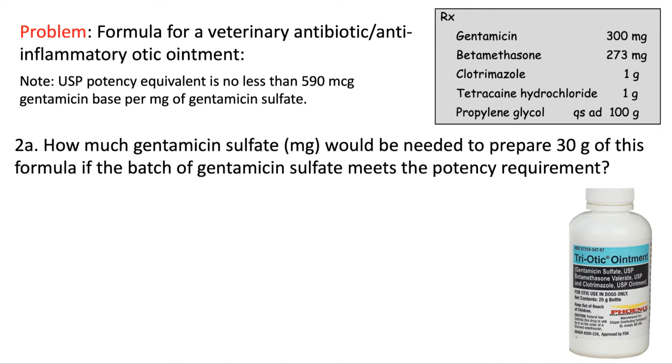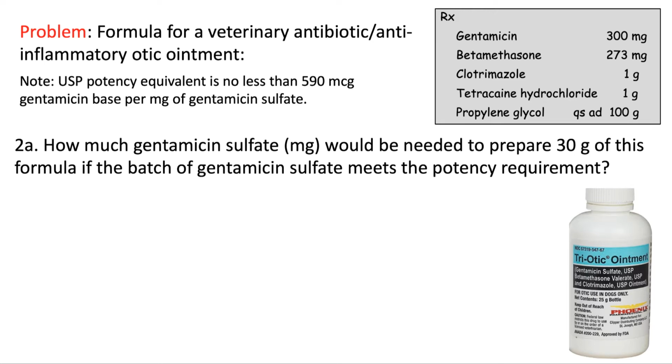It calls for a combination of essentially 4 ingredients. Gentamicin, which is an antibiotic, we want 300 milligrams. And betamethasone, which is kind of an anti-inflammatory, at 273 milligrams. Clotrimazole, we want 1 gram, and clotrimazole is kind of an antifungal. And lastly, tetracaine again at 1 gram. And tetracaine in this case is being used as kind of a numbing agent or to alleviate kind of pain and discomfort. And all of that's going to be mixed with enough propylene glycol, QSAD, to a total weight of 100 grams.